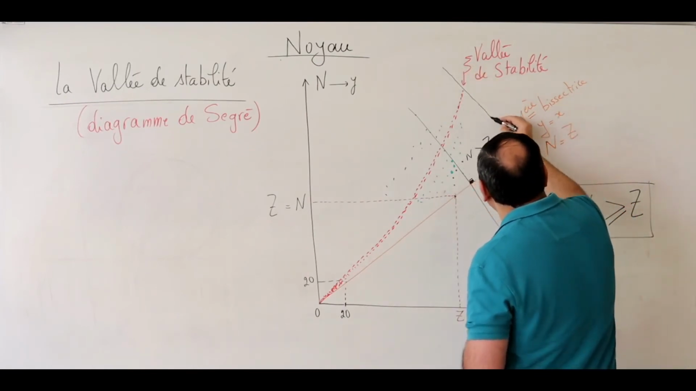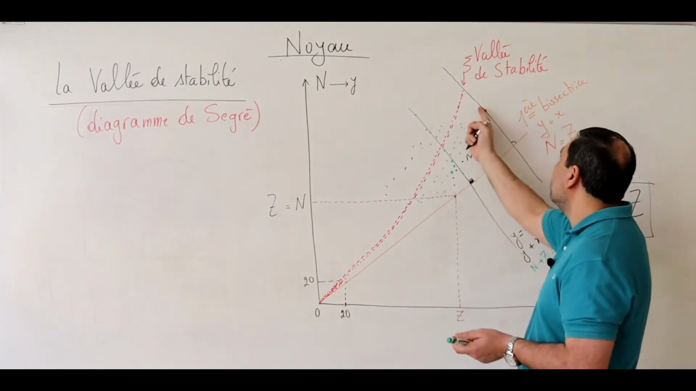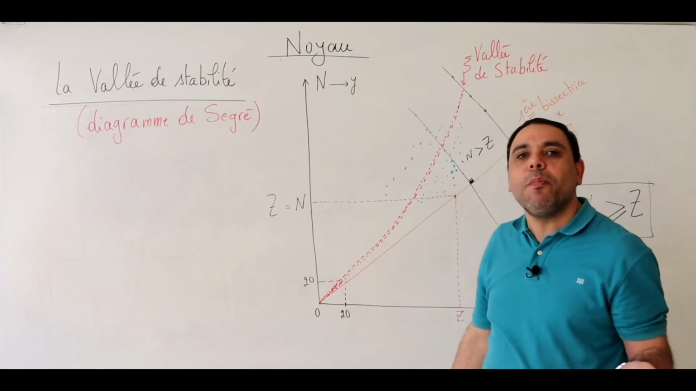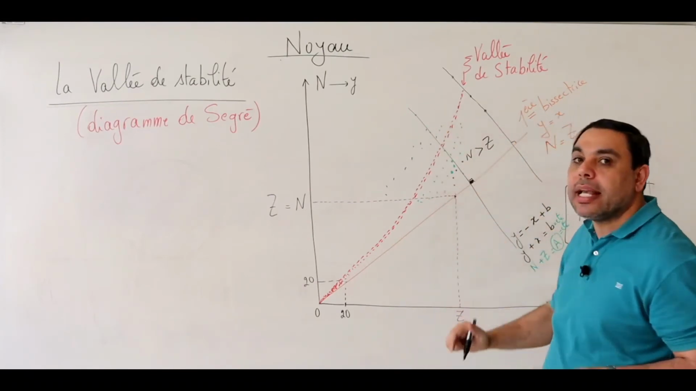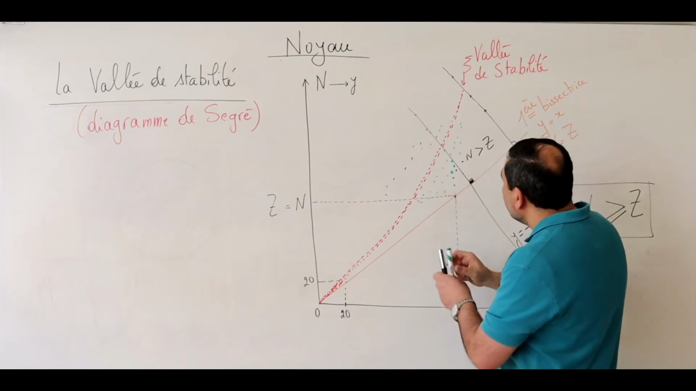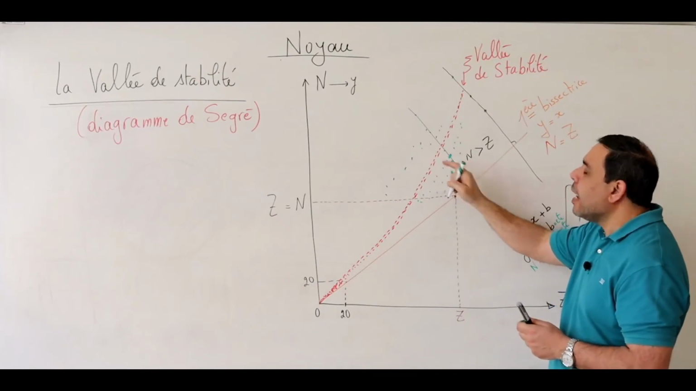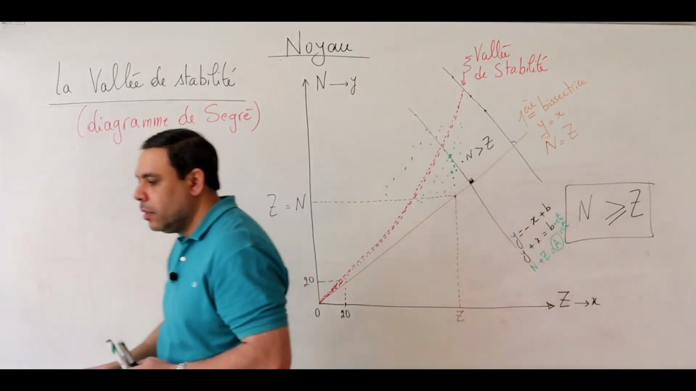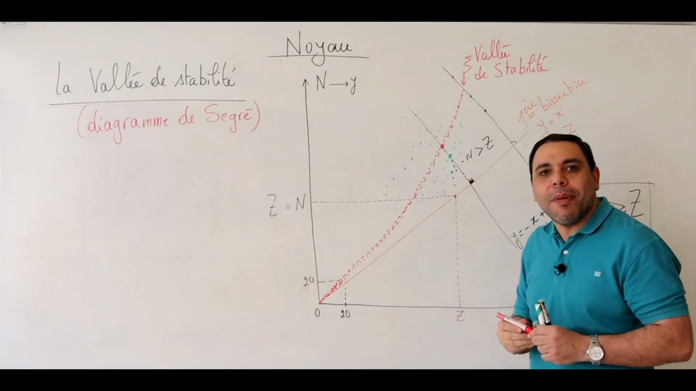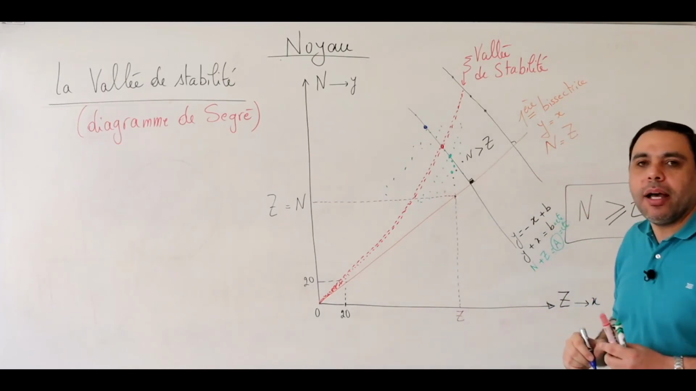Similarly, if we take another line that is perpendicular to the first bisector, if the sum of the coordinates of this point is 100, for example, the sum of the coordinates of all the points on this line is 100. Always N plus Z equals 100. Here N plus Z is always 40. All these points have a mass number equal to 40. This point has a mass number of 40. This point has a mass number of 40.